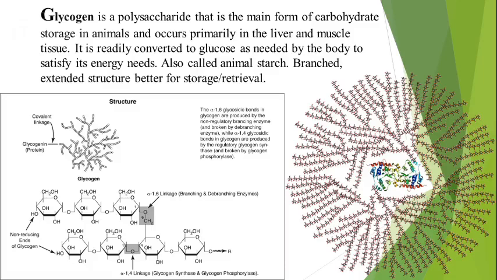Glycogen is the primary form of carbohydrate storage in animals, particularly in the liver and muscles. It is highly branched, allowing for rapid release of glucose when needed. Glycogen's structure is optimized for efficient energy storage and retrieval.